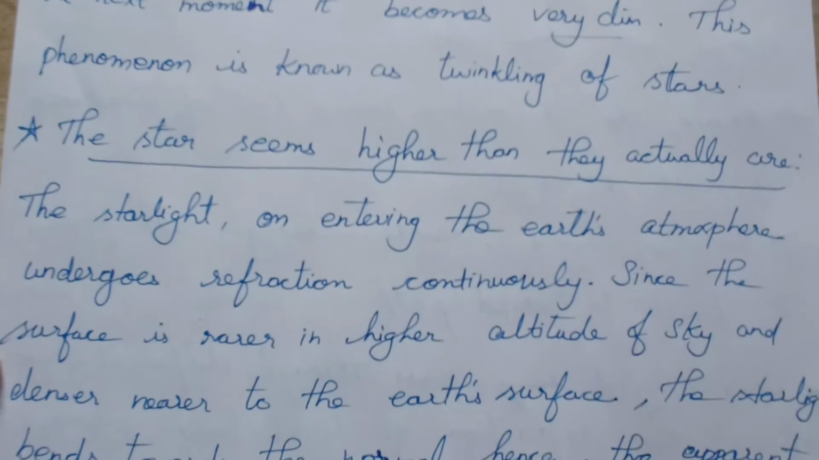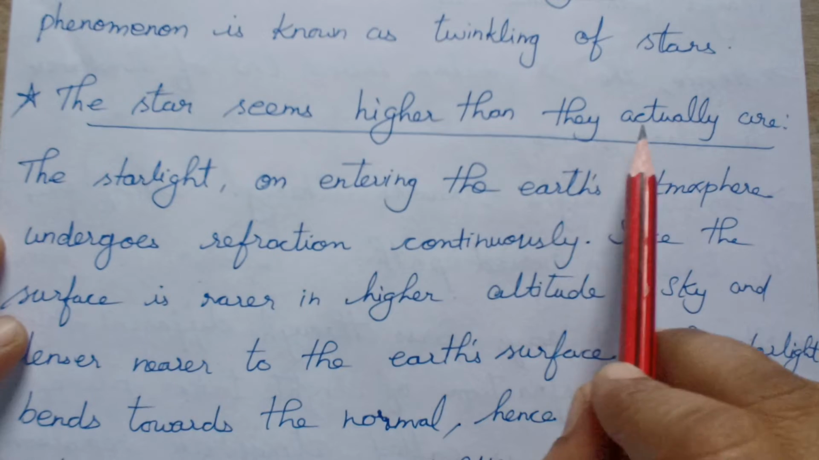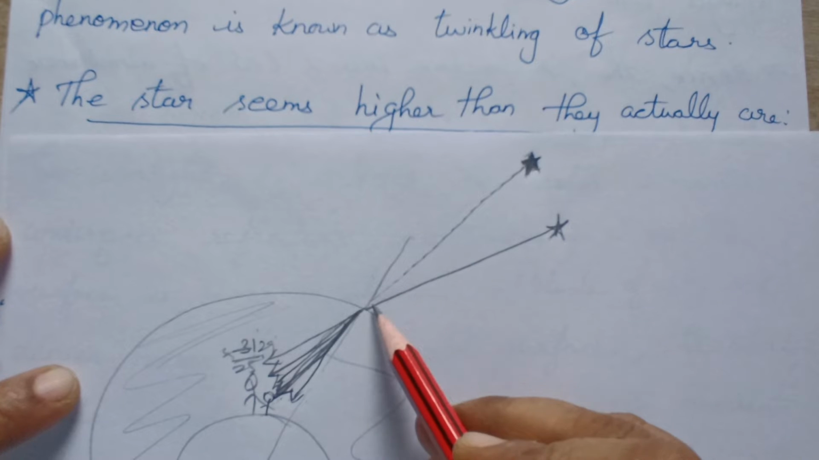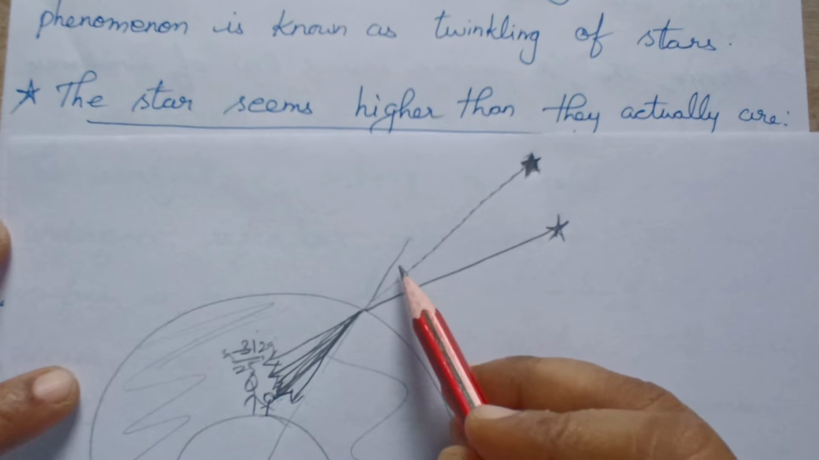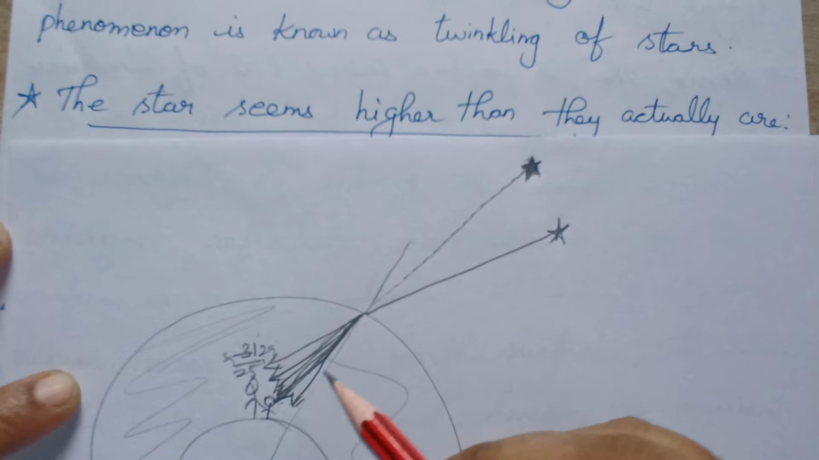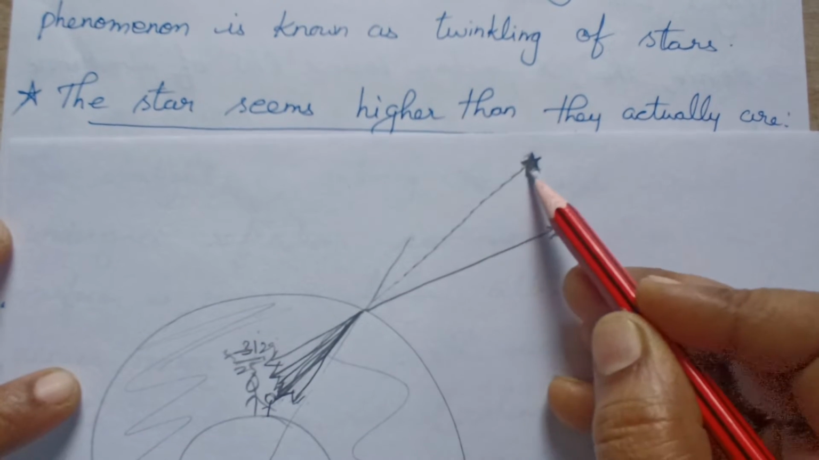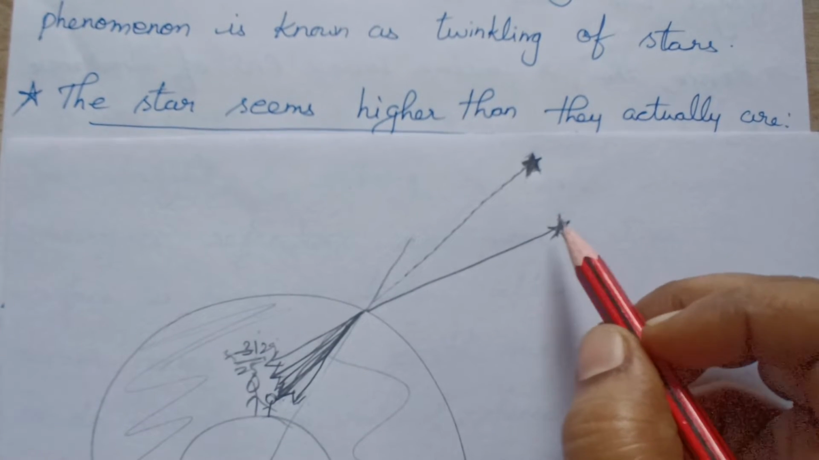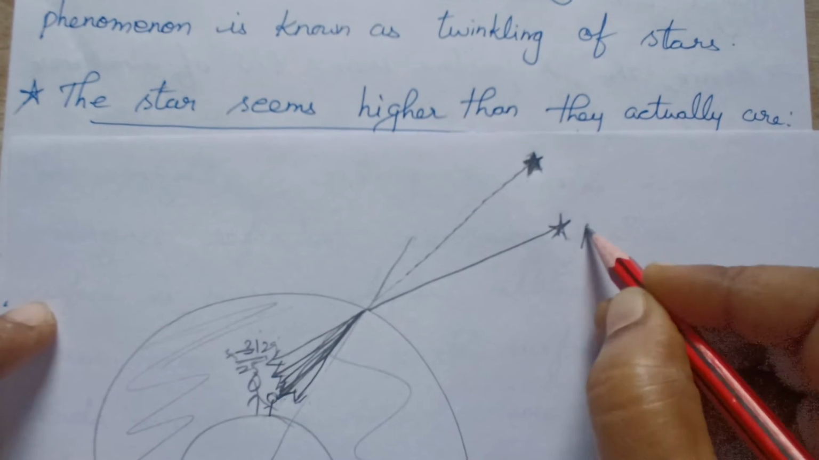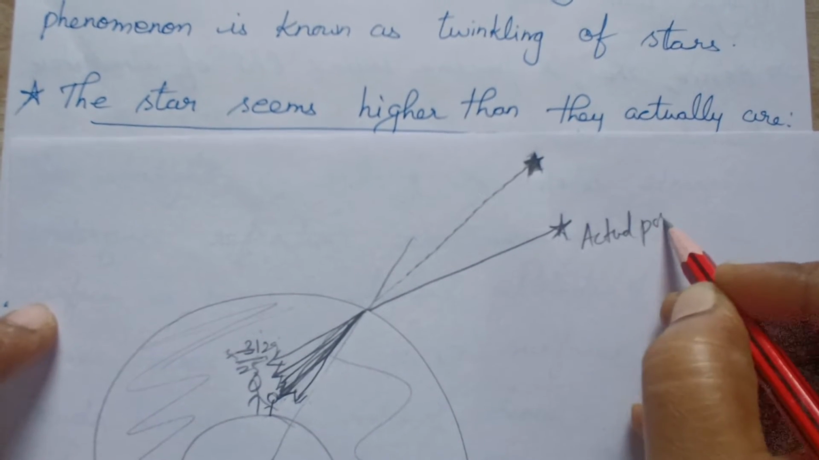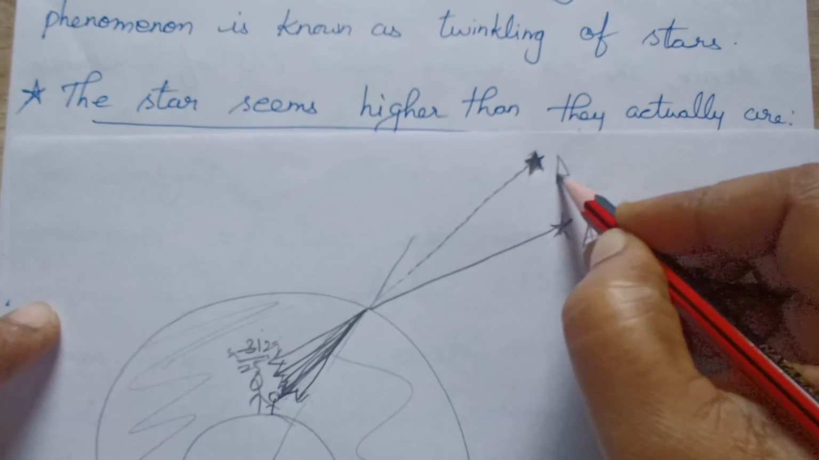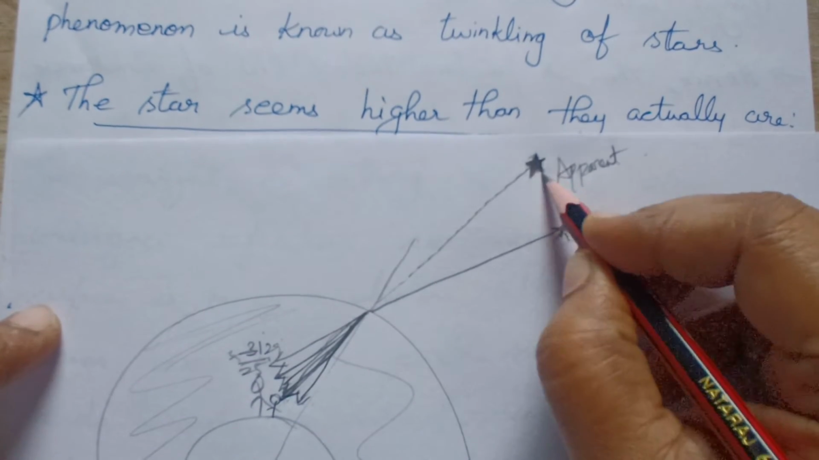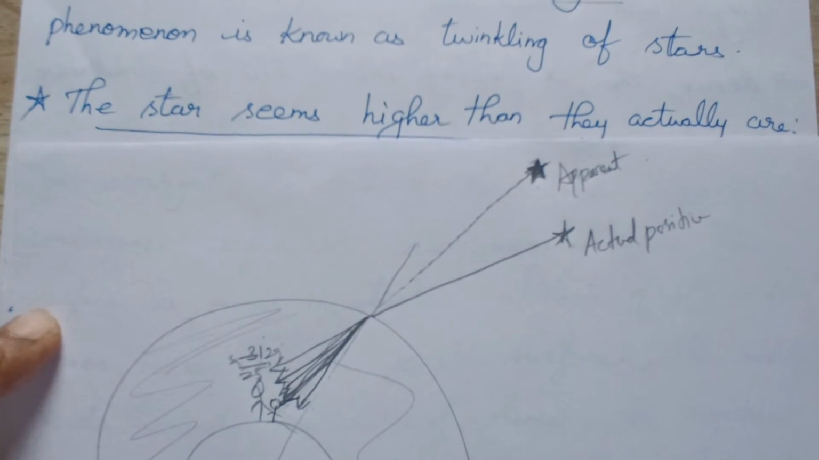The next phenomenon is stars seeming higher than they actually are. This was already explained here. When the light rays enter the atmosphere, since it is entering from rarer to denser, it will bend towards the normal. So the star appears to be present here, slightly higher than, or shifted from, the actual position. This is your actual position, and this is your apparent position. That is not true actually; it appears to lie here because of the refraction, right?